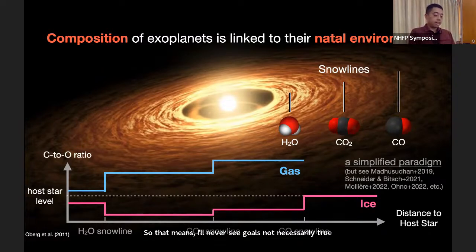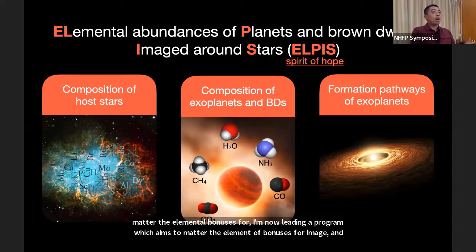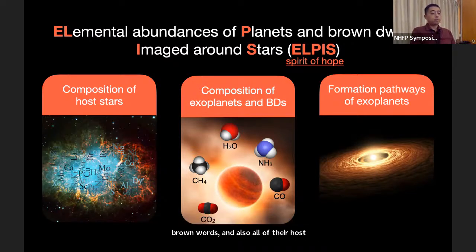And finally, we have to care about the stellar abundance, instead of assuming all of the stars are solar type. So motivated by these complexities, I'm now leading a program which aims to measure the elemental abundances for imaged planets and brown dwarfs, and also all of their host stars. So this is a program with the short name ELPIS.